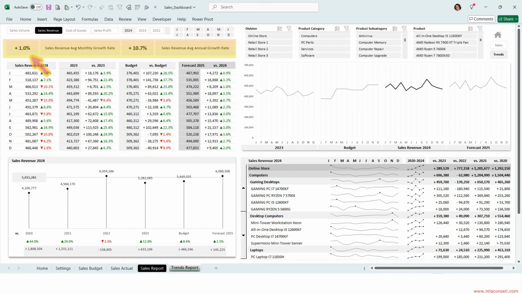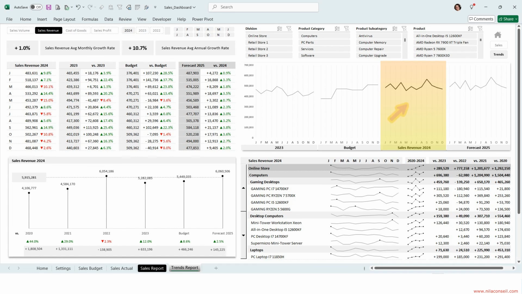On average, sales increase by 1% each month and 10.7% each year. This table shows month-over-month sales growth. This compares monthly sales to past year sales. This one compares monthly sales to budget sales. Here you can see how the company monthly sales would grow, based on average weighted annual growth rate.